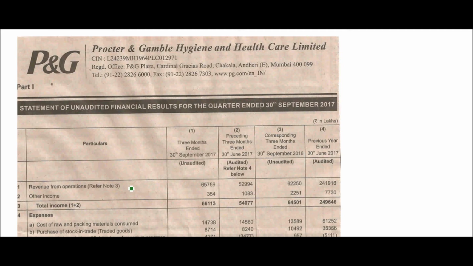So the first line in the P&L is the revenue from operations. That is how much is the inward flow of money. So this is again in rupee lakhs. So the revenue is 65759, and then it has some other income which is not from operations. Could be some fixed deposits or other income that the organization has made. So that is also added. Then the total income is 66113 lakh rupees.